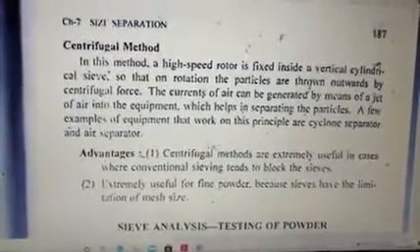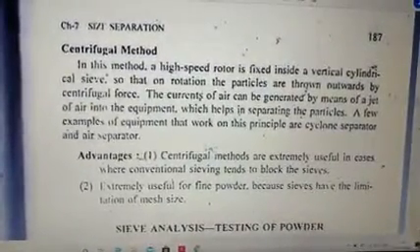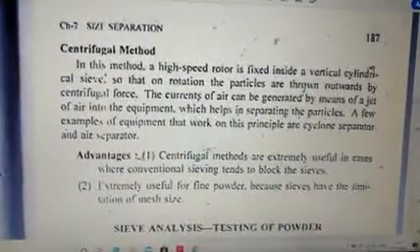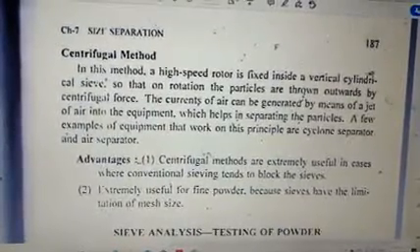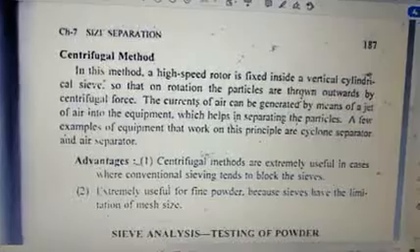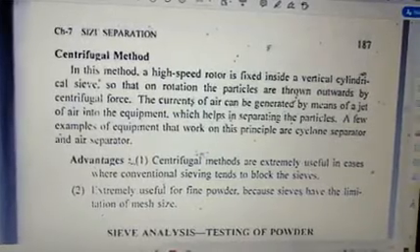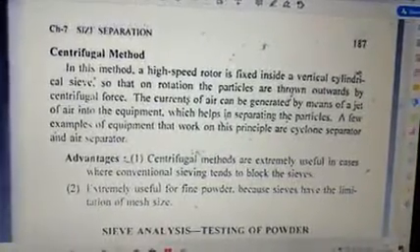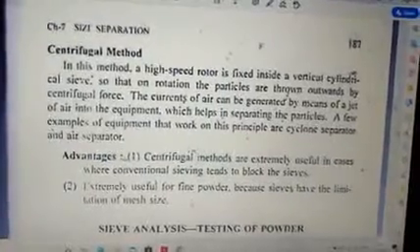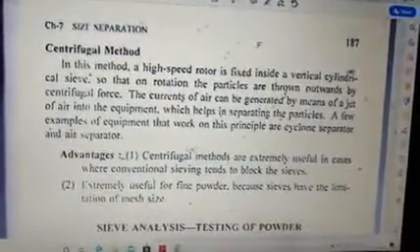The currents of air can be generated by means of a jet of air into the equipment in the centrifugal method, which helps in separating the particles. A few examples of equipment that work on this principle are the cyclone separator and the air separator. You all have this in detail, so we will study later how the cyclone separator or air separator works.